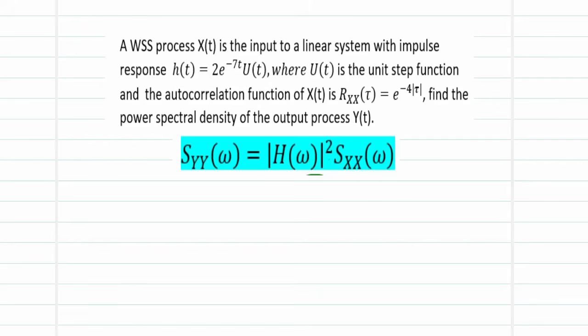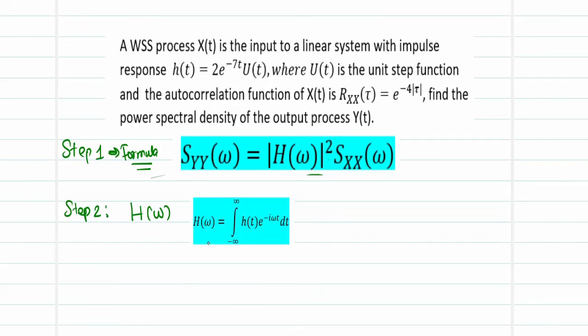The first step, or step 1, is to pen down the formula. So first have the habit of writing the formula. Syy of omega is mod H of omega the whole square into Sxx of omega. Now step 2. What is our step 2? Let me compute what is going to be my H of omega. So we will see H of omega as the Fourier transform of h of t. So I know that H of omega is integral from minus infinity to infinity h of t e power minus j omega t into dt.